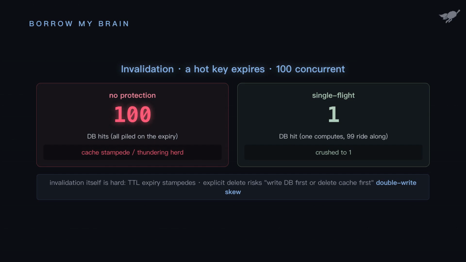And invalidation itself is hard, no matter what. Set a TTL, and it's easy, but the moment it expires, you get a stampede. Delete the cache yourself after you update the data, and it's accurate, but write the database first, or delete the cache first? Get the order wrong by one step, and you read stale data. That's why the old-timers call it one of the two hardest things.